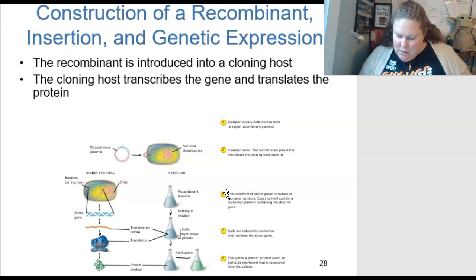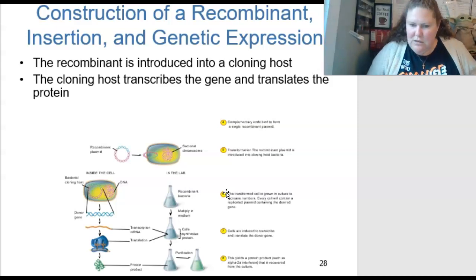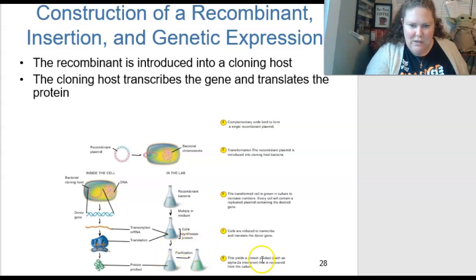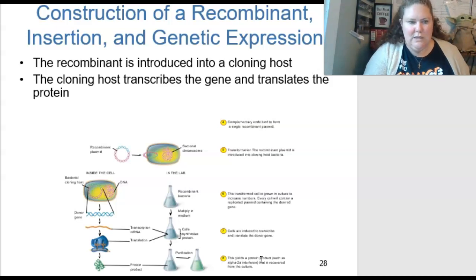Then down in 7, this is where the recombinant cells are induced to transcribe and translate the donor gene, and then the final step down here in 8 is that this is going to yield a protein product which can then be recovered from the culture and purified, giving you what you were looking to isolate.